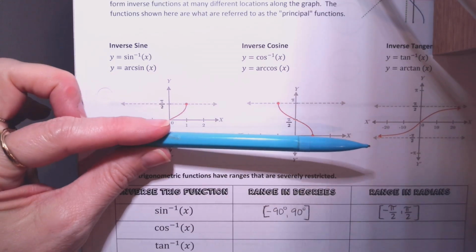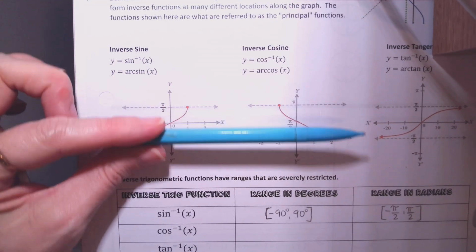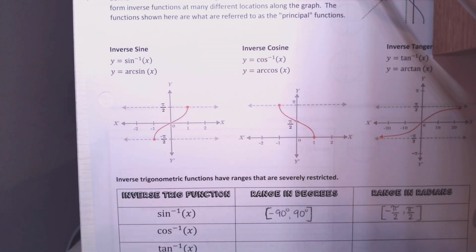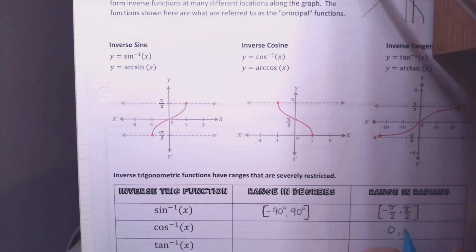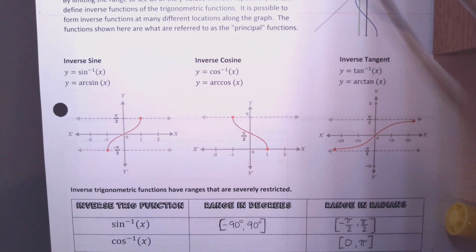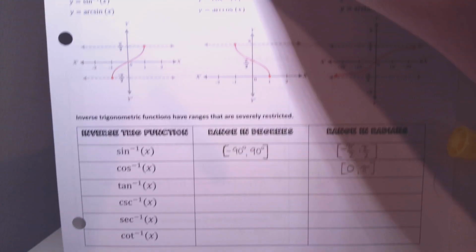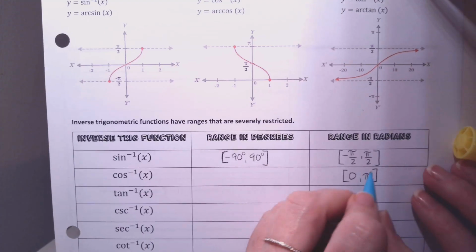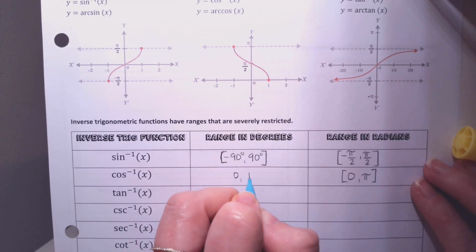Cosine's range, you can see it's actually from 0 to pi. The lowest is 0, the highest is pi. 0 to pi, include both. And then if we were to write that in degrees, that would be from 0 to 180 degrees, because pi is equal to 180 degrees.